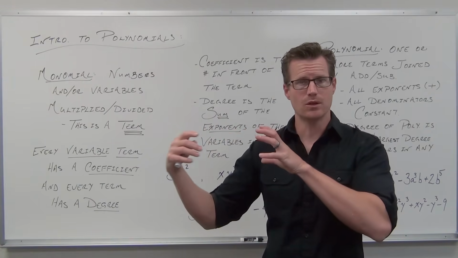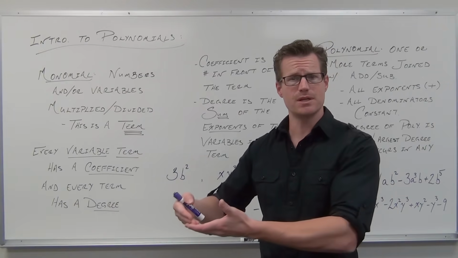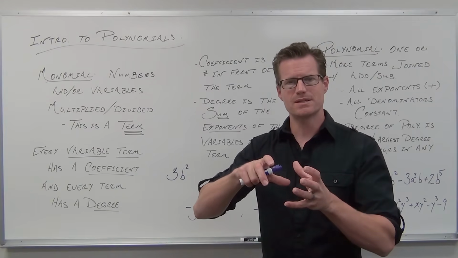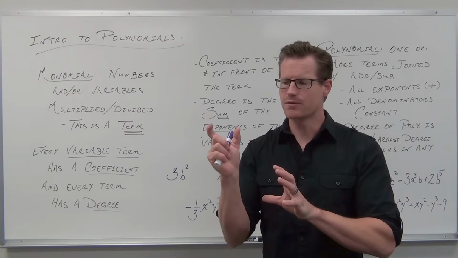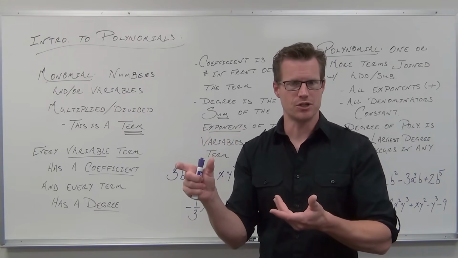Now, we've been dealing with a lot of this stuff. We just haven't put names to it yet. I might have referenced some of the names as we were going through, but I've never defined them. So I'm defining what these things mean. The number in front of a variable term, with its sign, is called your coefficient.